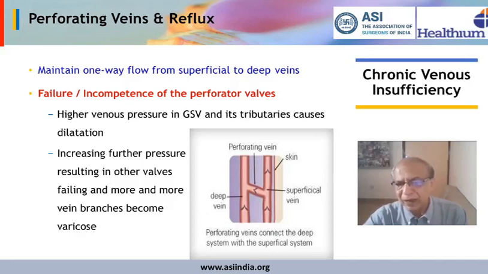This vein down the line will become leaky, that is a leaking vein, and this vein will become more prominent and tortuous, leading to what is called a varicose vein. So incompetence of the perforator leads to higher venous pressure in the great saphenous vein and its tributaries, causing dilatation, increasing further pressure, resulting in other valves also failing, and more vein branches becoming varicose.